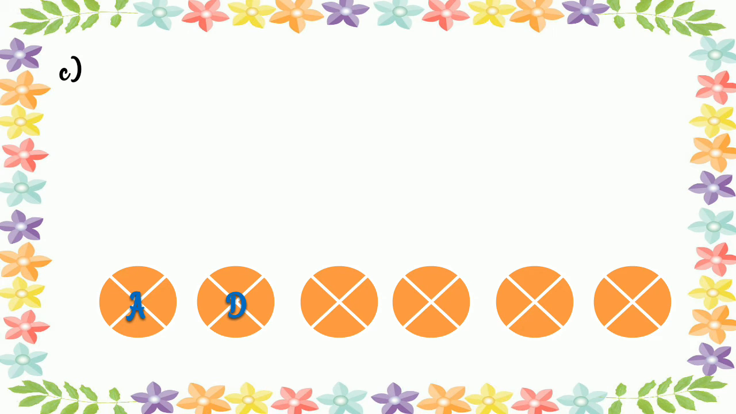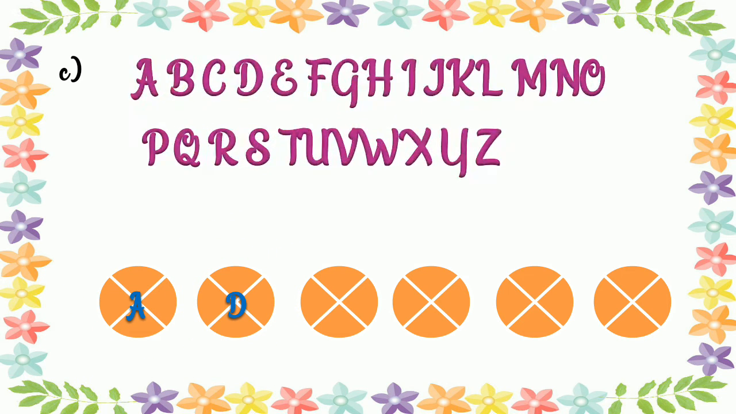Here we have a question: A and D. A and D. So in this question, firstly we have the alphabet A to Z. So here we have A and D. Firstly we see here A and D.